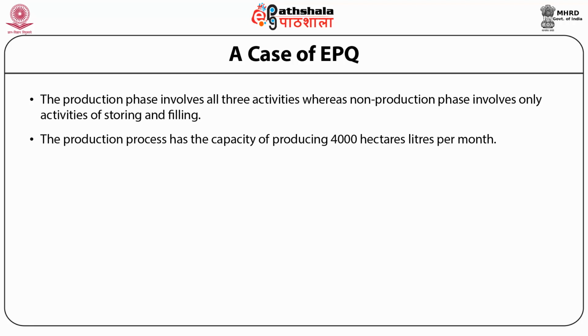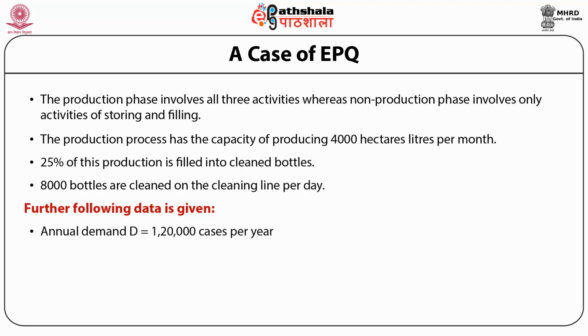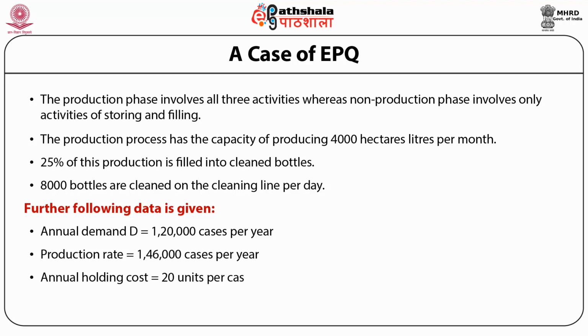The production process has the capacity of producing 4,000 hectoliters per month. 25% of the production is filled into cleaned bottles. 8,000 bottles are cleaned on the cleaning line per day. Further, following data is given. Annual demand D equal to 1,20,000 cases per day. Production rate 1,46,000 cases per day. Annual holding cost 20 units per case. Setup cost 12,000 unit per case.